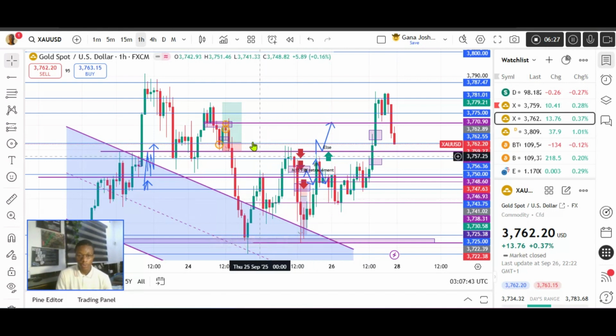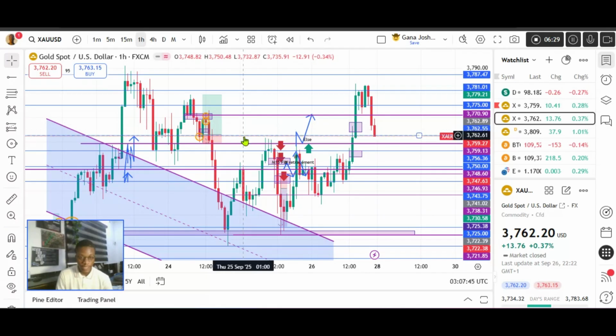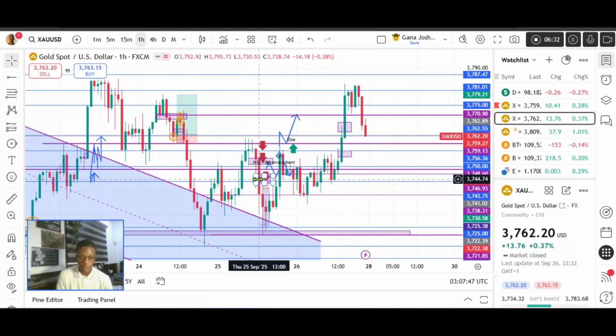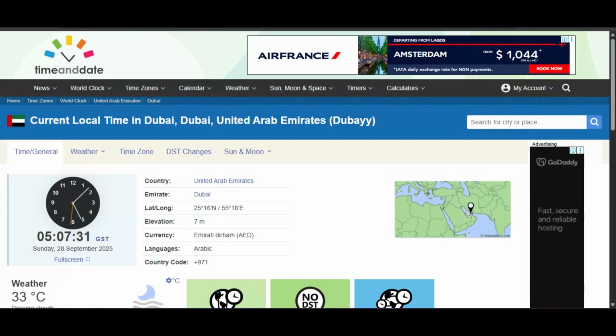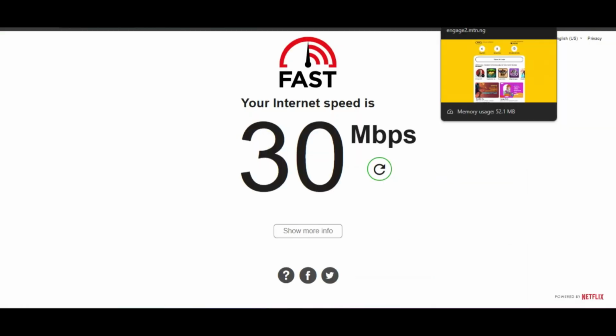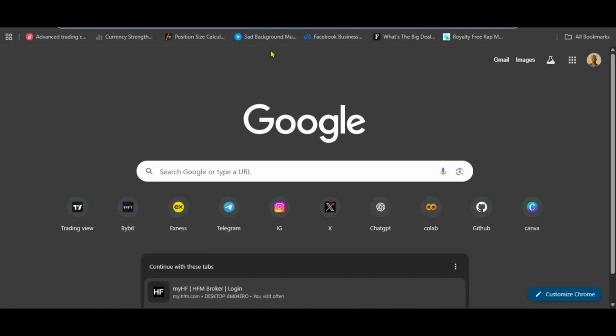Ideally, my markup, as you can see, price broke this level. I'm expecting continuation from here, but the time that we are in is tricky. It's the end of the month, so we don't know what to expect, right? And what would we do? Another thing I do before the week starts is check the economic calendar.